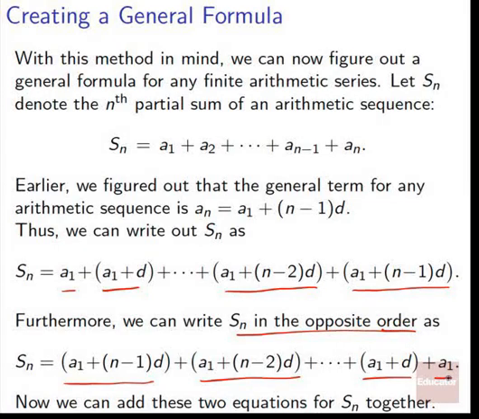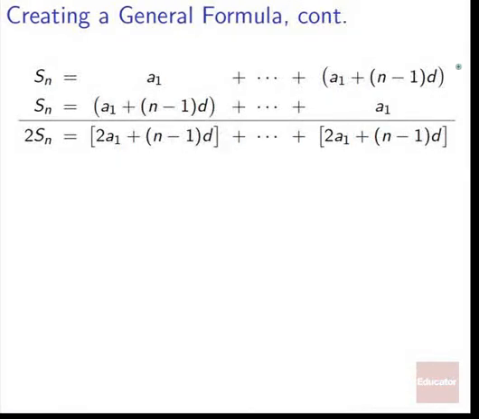We can add these two equations for Sn together, right? They're both equal. They're both fine equations. There's nothing wrong with them. So we're allowed to use elimination to add equations together. We add them together and we have our normal way of writing it: Sn equals A1 plus blah, blah, up until our nth term, A1 plus (n-1)d. And then the opposite order, Sn equals A1 plus (n-1)d plus blah, blah, up until A1. We add these together, A1 plus A1 plus (n-1)d, that winds up getting us 2A1 plus (n-1)d.